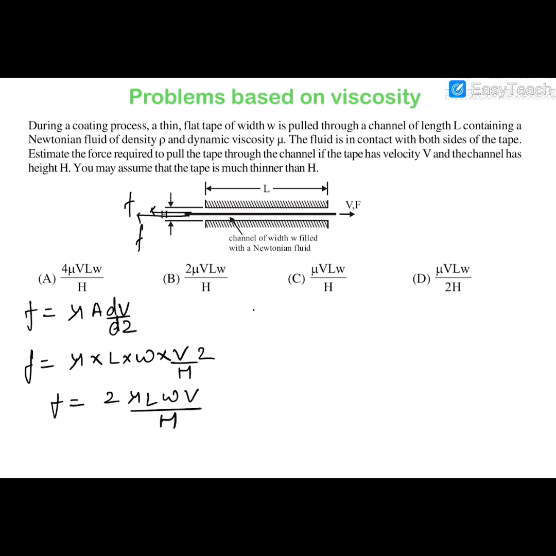And obviously we know that to keep this tape moving with a constant speed, we need to apply a force which is exactly equal to this complete total viscous force. So F will be equal to twice of f. So F will be equal to 4 mu L W V by h. This is the value of F. So the correct answer is A. Now we move on to the next question.